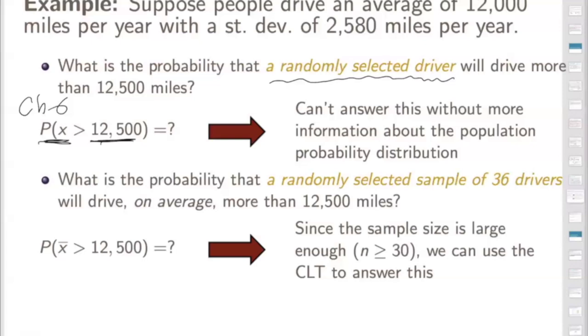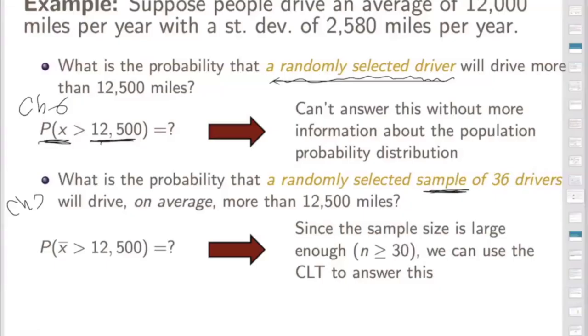But look at the second one. What is the probability that a randomly selected sample of 36 drivers will drive on average more than 12,500 miles? Do you see the difference between chapter 6 and chapter 7 now? In chapter 6, you are talking about individuals, so you have to know the probability distribution. Is it normal or binomial or what? In chapter number 7, you are dealing with the sample.